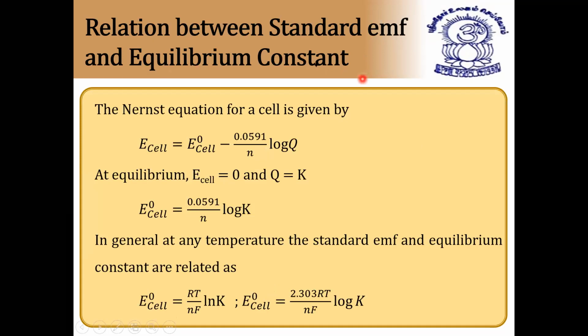Here we are doing a recap of the Nernst equation. The Nernst equation for a cell is given by E of the cell, that is the EMF of the cell, is equal to E degree of cell minus 0.059 by n into log Q. At equilibrium, E of the cell, that is the EMF of the cell, is equal to 0. Already we discussed. So Q becomes K, and you can write E degree of cell is equal to 0.059 by n log K. In general, at any temperature, the standard EMF and equilibrium constant are related as E degree of cell is equal to RT by nF natural logarithm K, and E degree of cell is equal to 2.303 RT by nF log K. So these are the formulas.